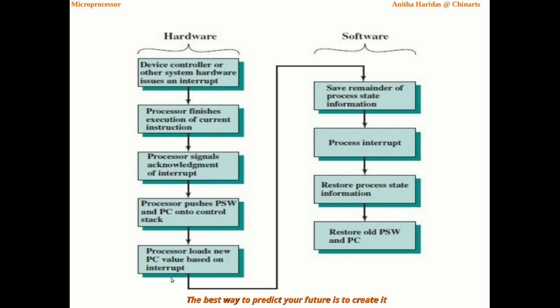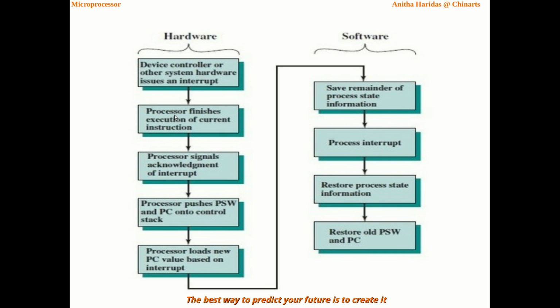In the case of hardware, you need an interrupt controller to generate the interrupt signal. In the same way, to acknowledge the interrupt from the CPU, you also need hardware. Whereas to process the input output instructions, you need an interrupt service routine, which will be the software. So in the hardware, what are the things you require? A device controller or some other system hardware issues an interrupt. Generally it will be the input output device controller.